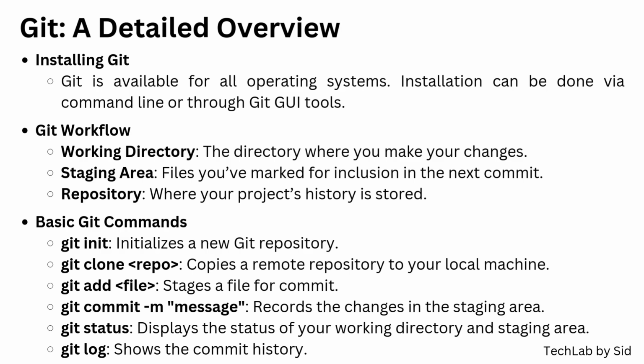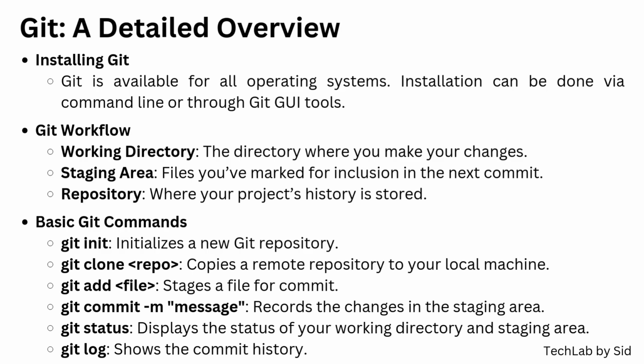Git Workflow. Working Directory: the directory where you make and modify your project files. Staging Area: files that you've marked to be included in the next commit. Repository: the storage for your project's history, where all committed changes are kept.